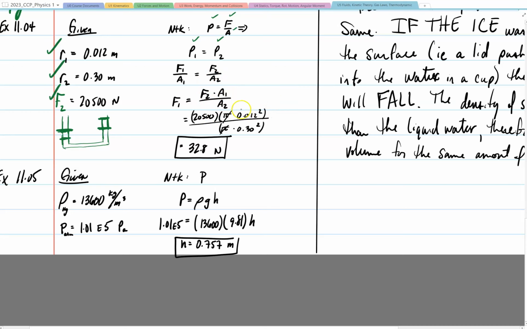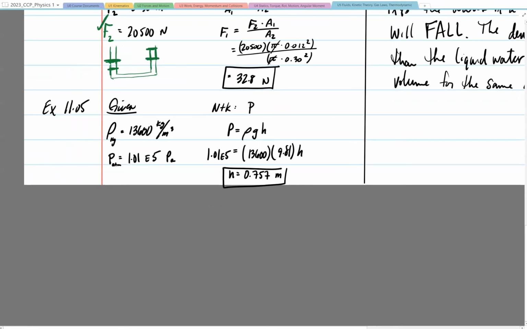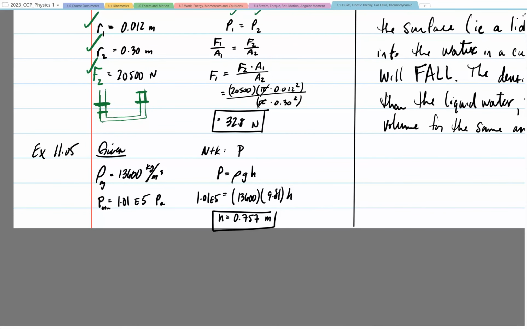The only catch here, of course, is that we weren't given an area to begin with. We were just given the radius of each piston. So we'll multiply pi times radius squared in both cases, and the end result comes out to be 32.8 newtons of force. And so I would argue that's pretty impressive. Only 32.8 newtons of force to support the weight of the vehicle and other piston that has a weight of 20,000 newtons.